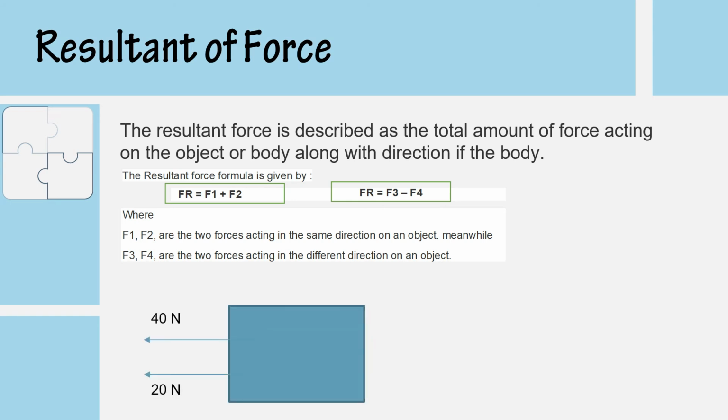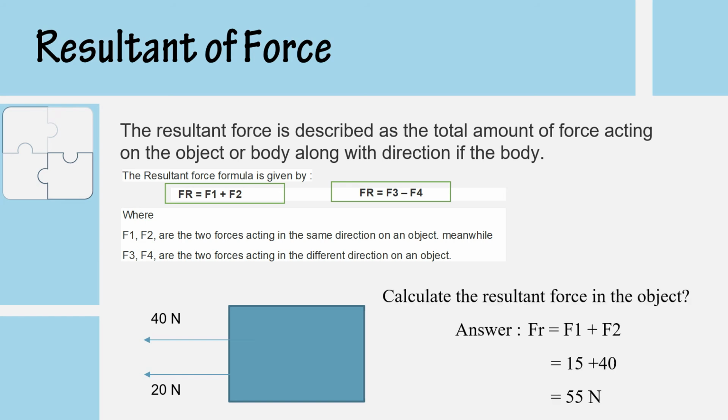So let's see the example below. There is a box. We apply a force of 14 Newton to the left. Then we give it another 20 Newton of force to the left too. Then calculate the resultant force acting on the box. The answer: because the two forces have the same direction, we just need to add the two forces. So the answer is 14 plus 20 equal to 34 Newton.